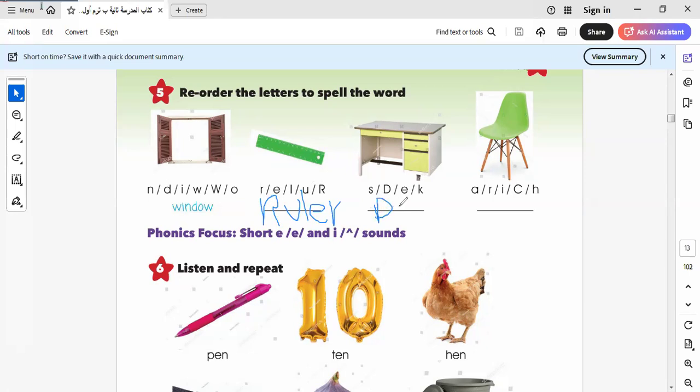Here we say desk. Here is chair. So I will repeat the words: window, ruler, desk, and chair.